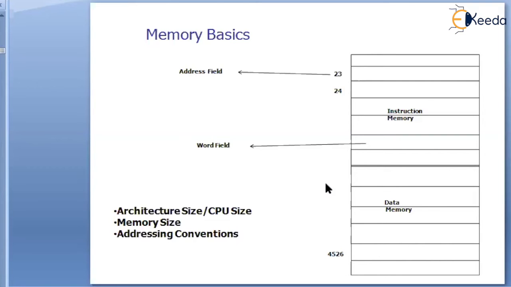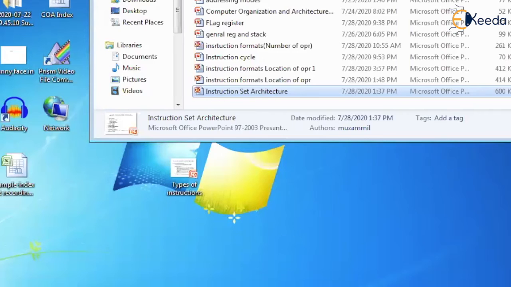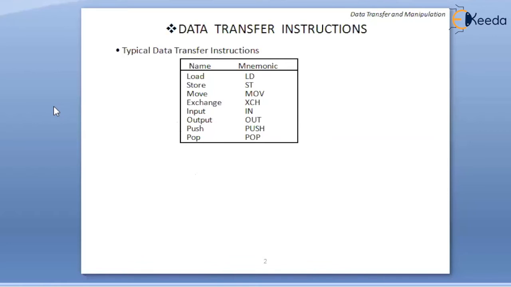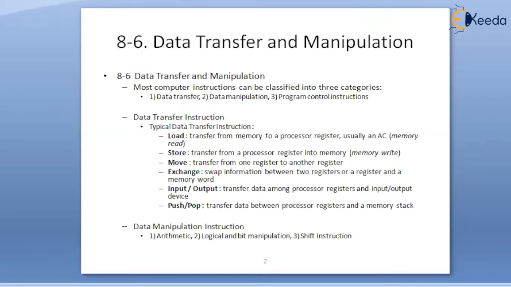These are called the control instructions, program control instructions. Okay. Now, let us have a look at the examples of all these instructions.